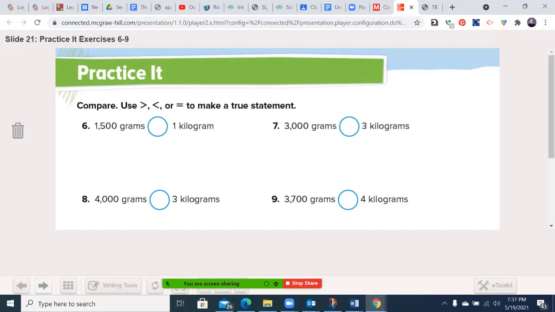Welcome back. Let's see how you did. 1,500 grams is 1.5 kilograms. 1,000 grams would be a kilogram, so this is larger. If I divide 3,000 by 1,000, I have 3 kilograms. Those are equal. 3 kilograms is 3,000 grams. 4,000 is greater than 3,000. And 4 kilograms is 4,000 grams. 3,700 grams is smaller than 4,000.